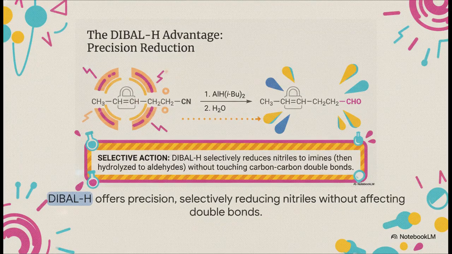But for more delicate work, for more precision, chemists often reach for a reagent called DIBAL-H. That's a mouthful. It stands for diisobutylaluminium hydride. Now just look at the molecule on this slide. It's got a nitrile group, yeah, but it also has a carbon-carbon double bond. A lot of reducing agents would just attack both, but not DIBAL-H. It's selective. It goes straight for the nitrile group and leaves that double bond completely alone. It's like performing chemical surgery.